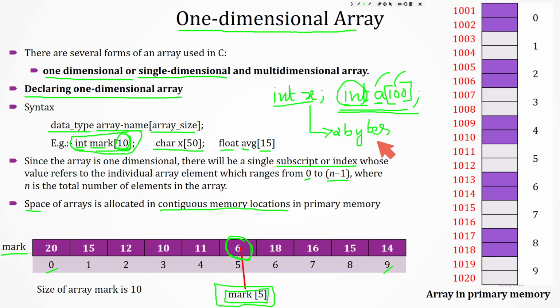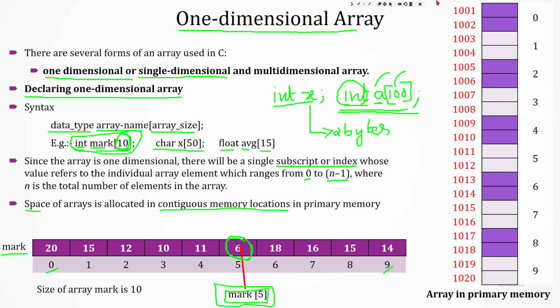When making an array of 10, 10 bytes will be allocated. So I am declaring an integer array, and a single integer variable takes 2 bytes. Okay, so 20 bytes will be allocated. Okay, you can mute the mic.